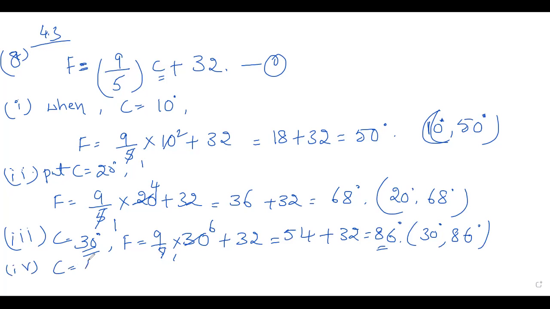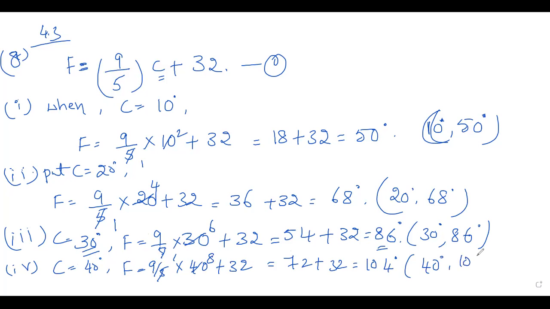And write one more. C is equal to 40 degree. So we are taking 4 points. 9/5 into 40 plus 32. 5 ones are 5, 5 eights are 40. That is 72 plus 32, 104. So what are the points here? 40 degree and 104 degree. So these are the 4 points, children.